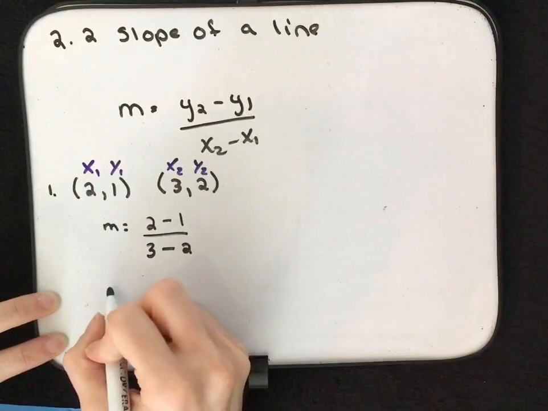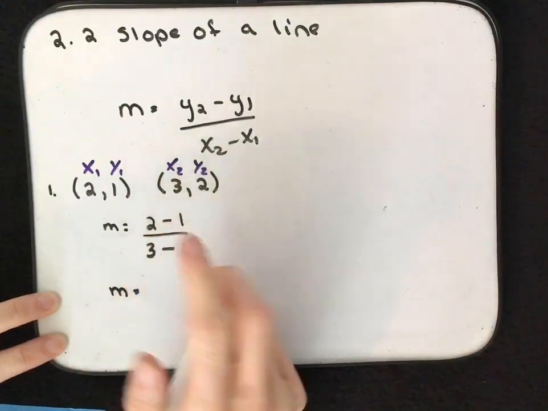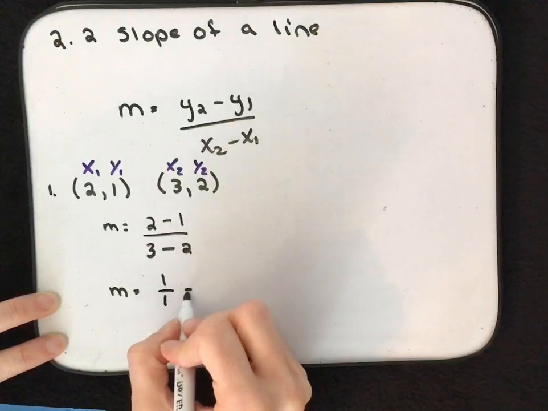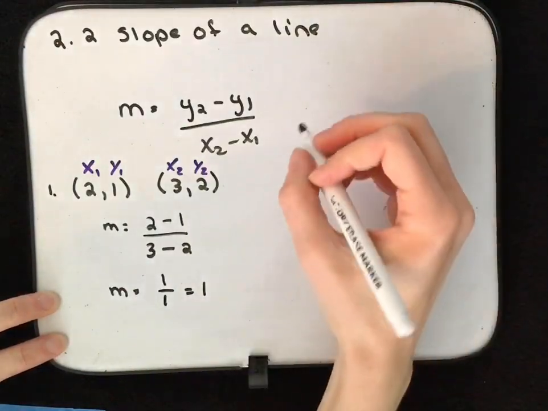And now we can simplify. 2 minus 1 is 1. 3 minus 2 is 1. So the slope here is 1. Let's try again.